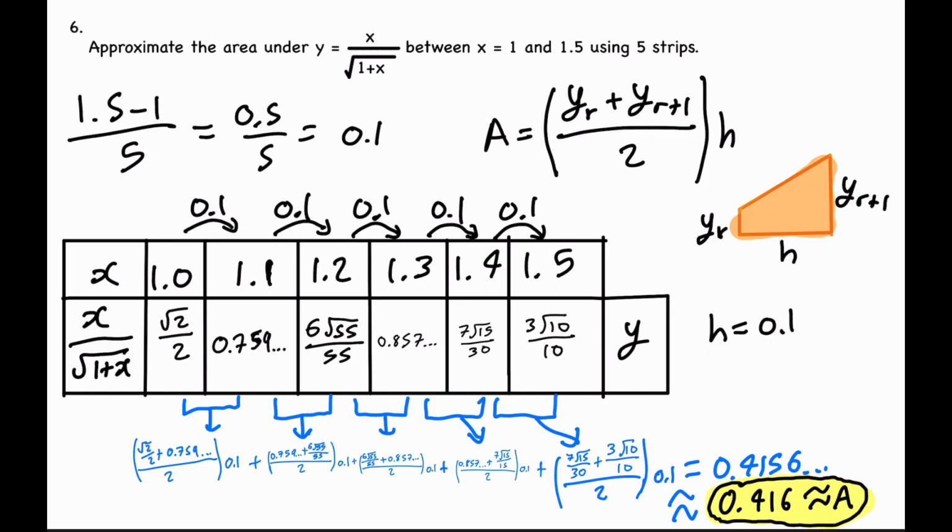To find the actual area, we would have to integrate it, and you can check on your calculator. If you know how to integrate on your calculator, you can integrate this function and compare it to your approximation and see if it's close and if it's larger or smaller. So now we've done the trapezium rule.